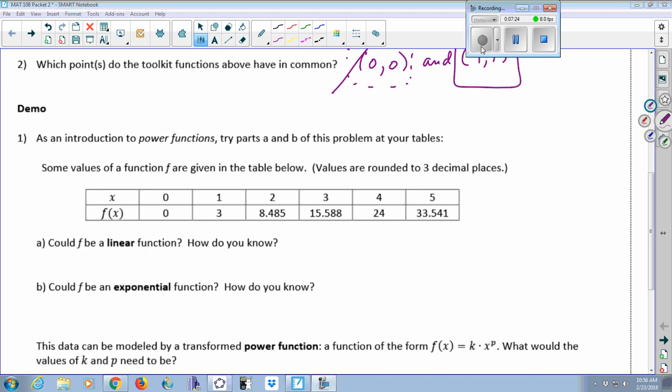All right. So let's talk about this quickly, I hope. Could f be a linear function? No. Big no. How do you know? There's not a constant rate of change between the two variables. Even though x is changing by 1, the change in y is not constant. It's 3 here, and here the difference is 5.485, and then it's different. So the rate of change is not constant.